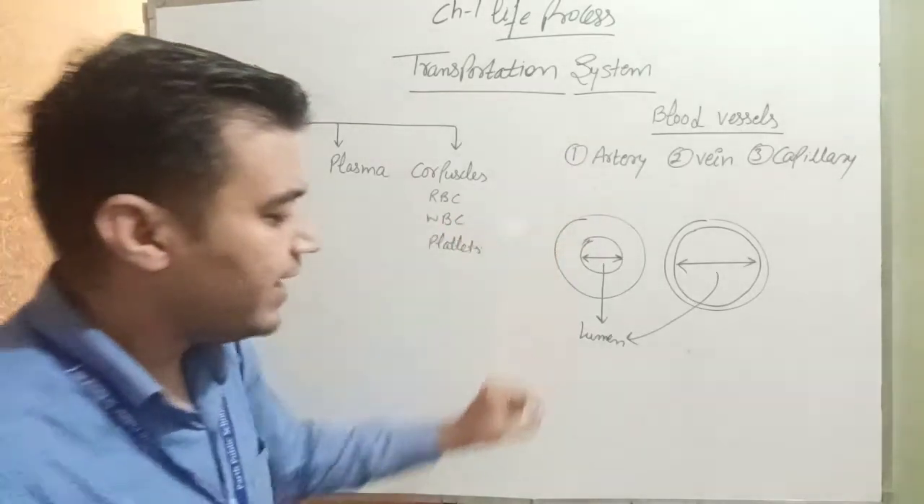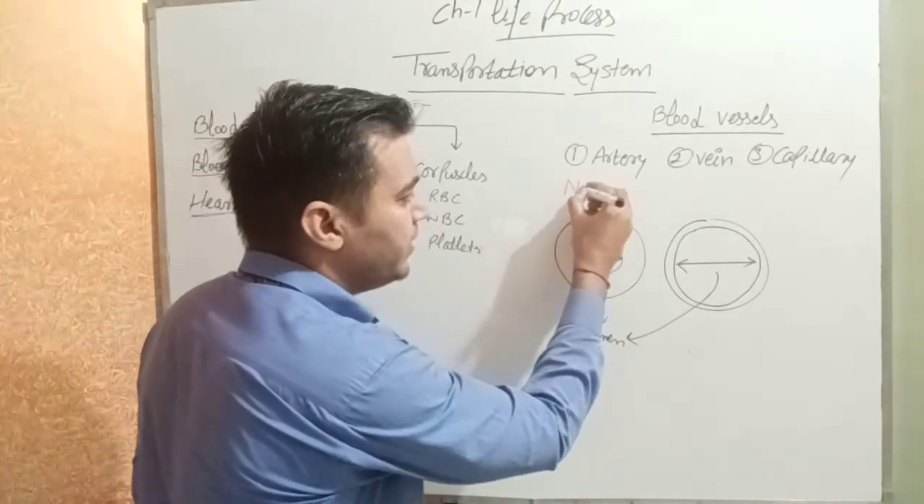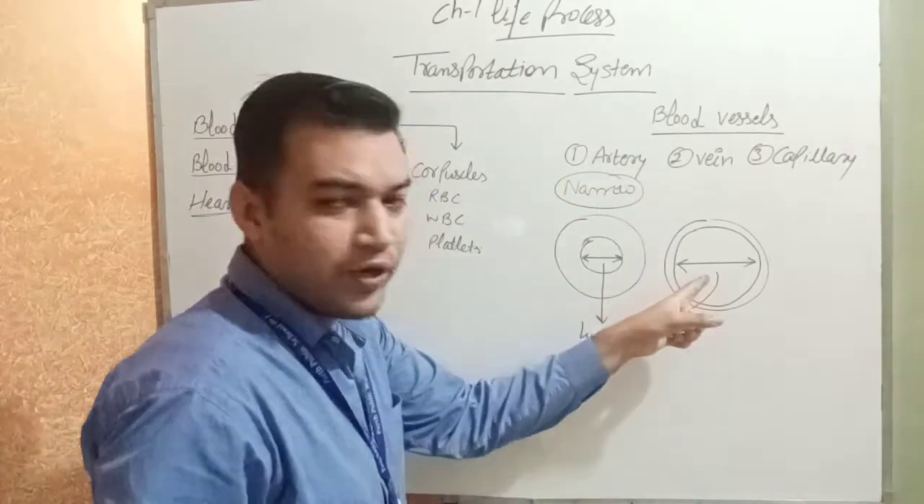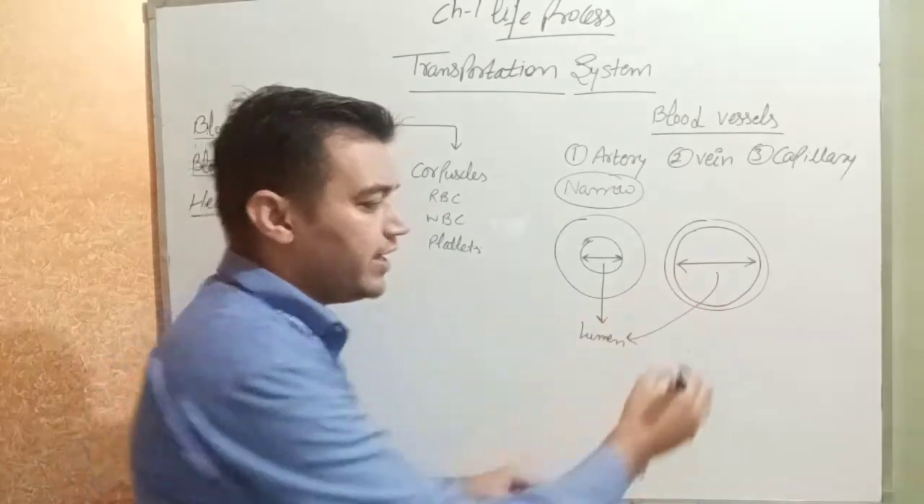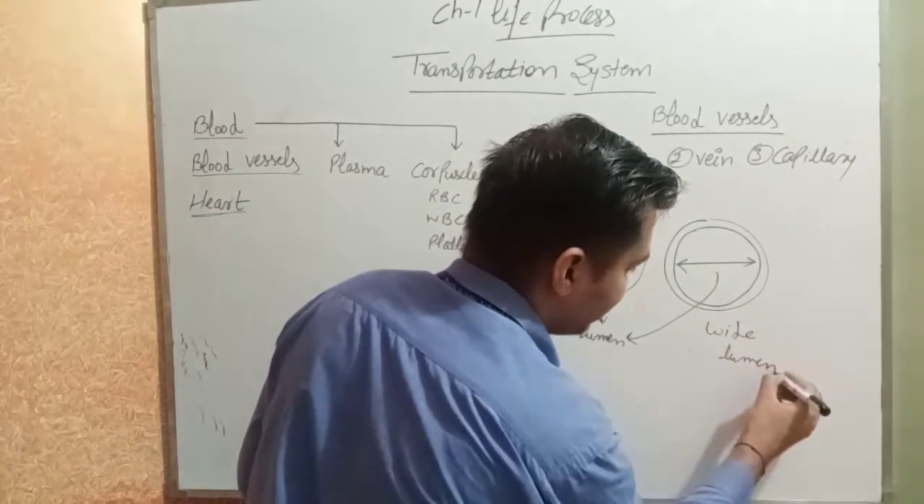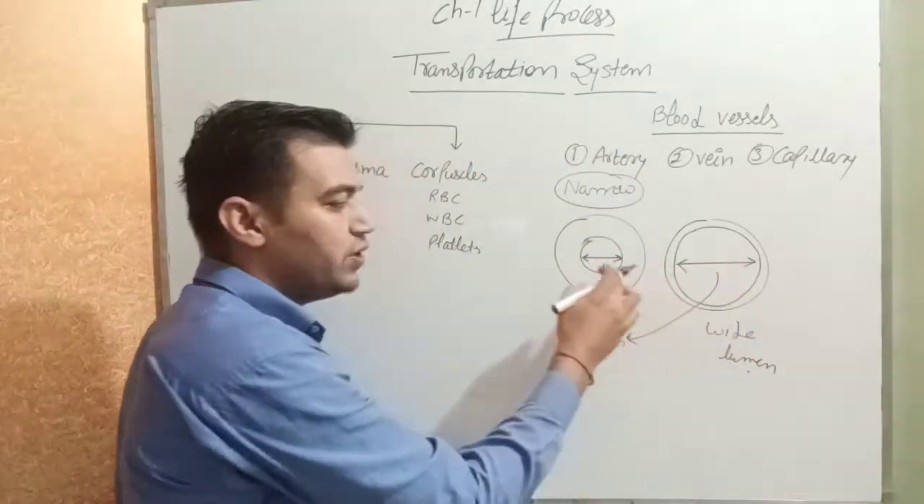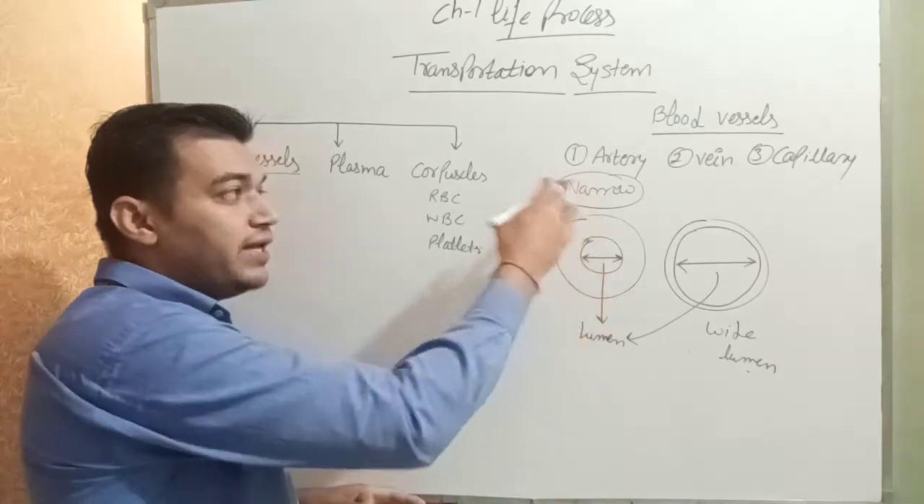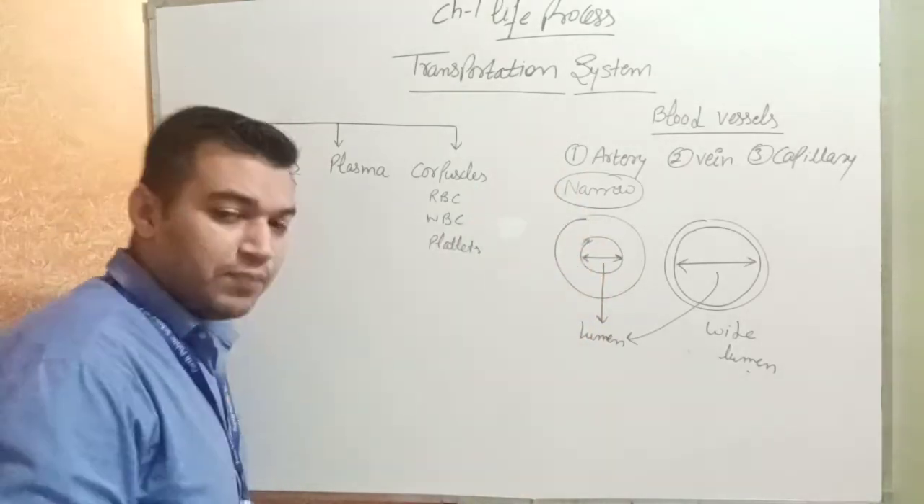On the basis of structure, arteries have narrow lumen. कैसा lumen है? Artery has narrow lumen. And in the vein, on the basis of structure, vein has wide lumen. You can see the space also. The space is more as compared to this vessel.